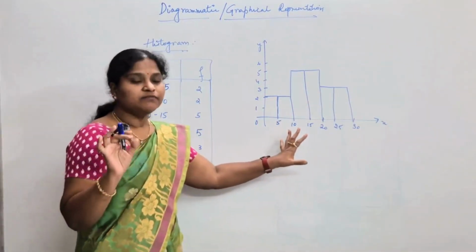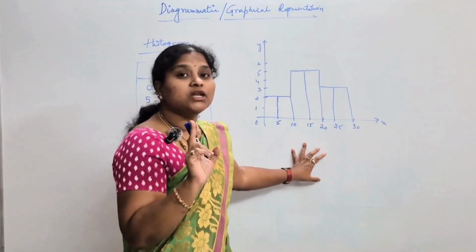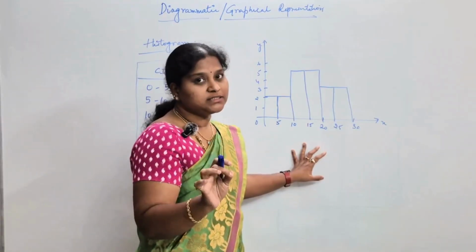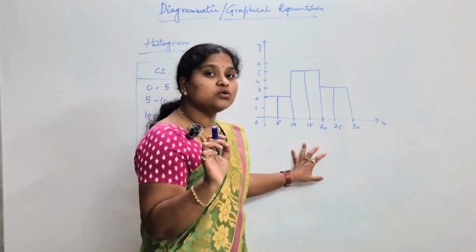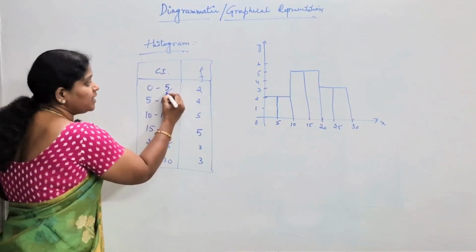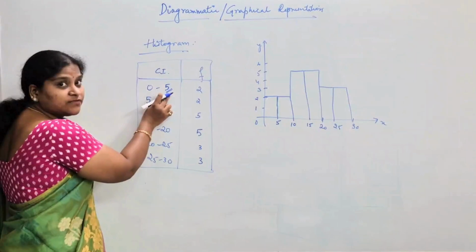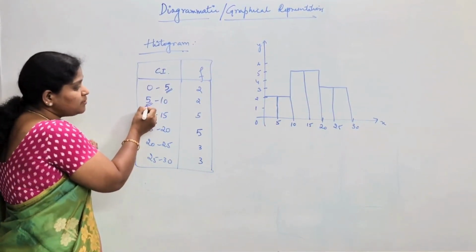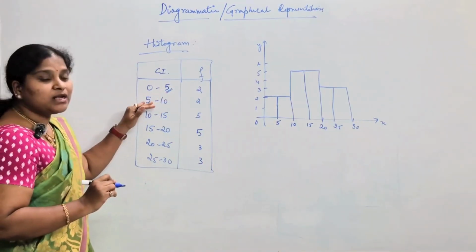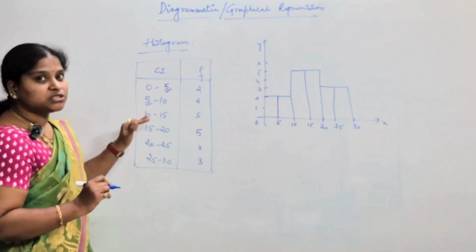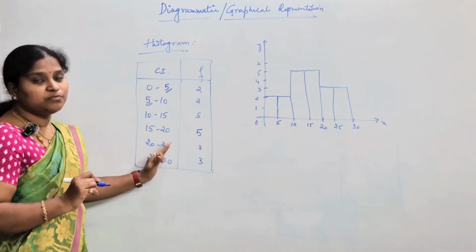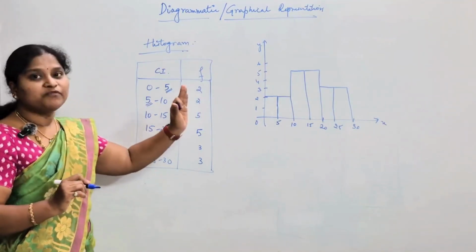Now for histogram, we have already discussed that there will not be any space between the bars and the size of each bar should be same. Why is there no space between the bars? Because the upper limit of this interval will be the lower limit of this interval. So here there is an overlap of the limits in each interval. That is the reason why it is a continuous distribution presented in the form of a histogram.